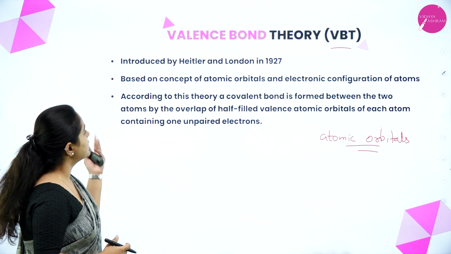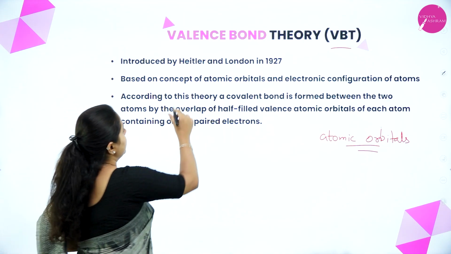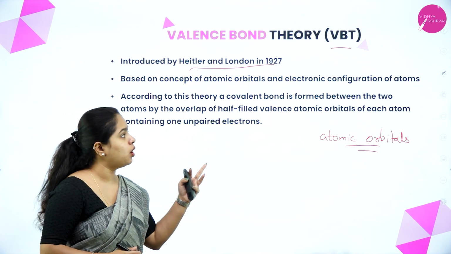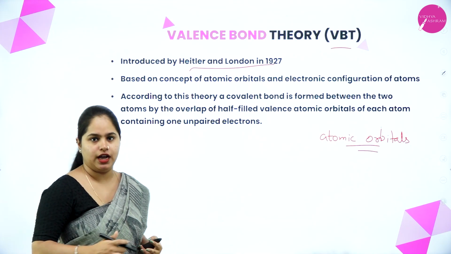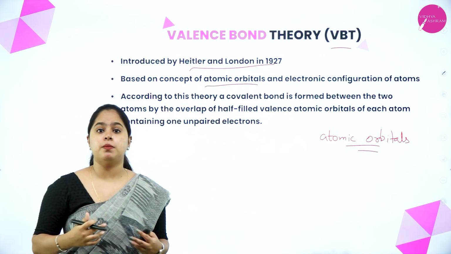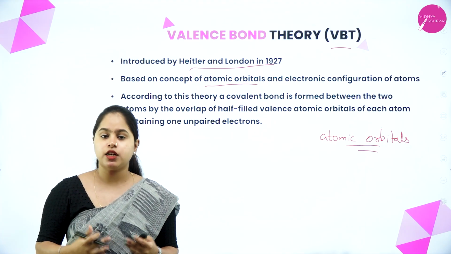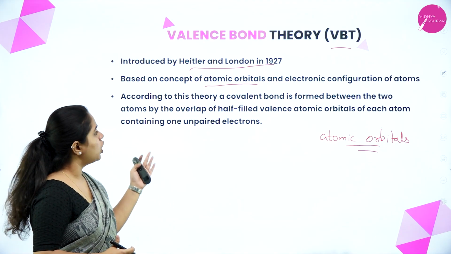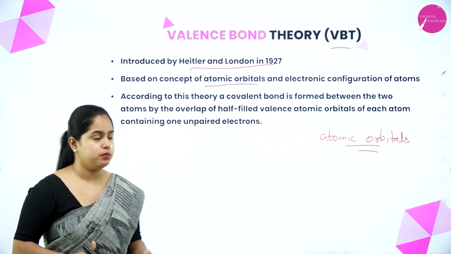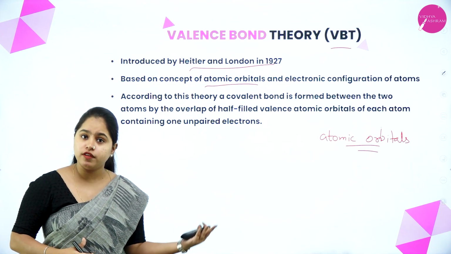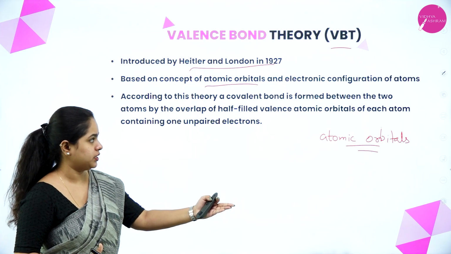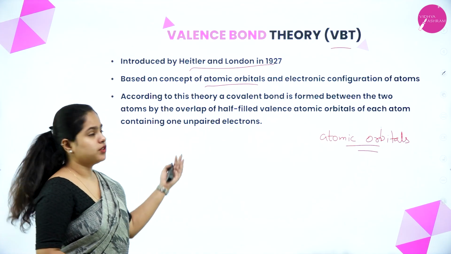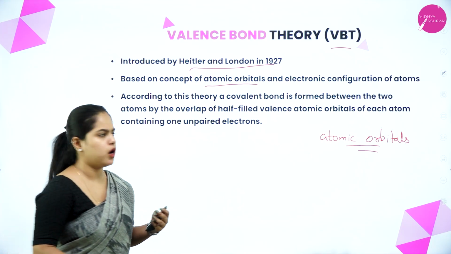Yes. So, it was introduced by Heitler and London in the year 1927. And it is based on the concept of atomic orbitals and electronic configuration of atoms. So, in valence bond theory, we will be considering atomic orbitals, right? Not the orbits, we will be considering the atomic orbitals here. Now, according to this theory, a covalent bond is formed between two atoms by the overlap of half-filled valence atomic orbitals of each atom containing one unpaired electron. So, what do you understand from this sentence? Yes, how is a covalent bond formed here?